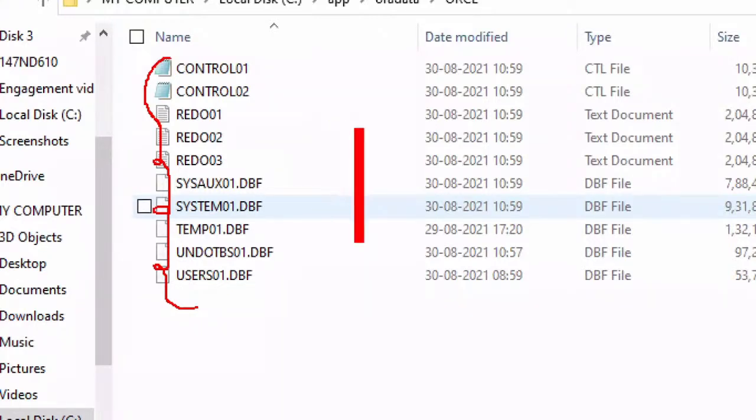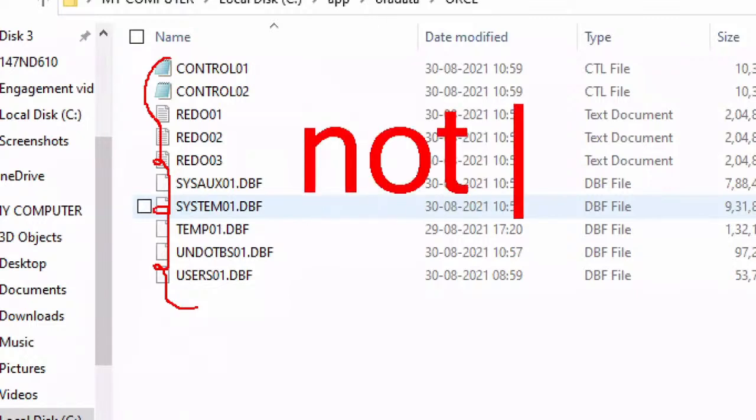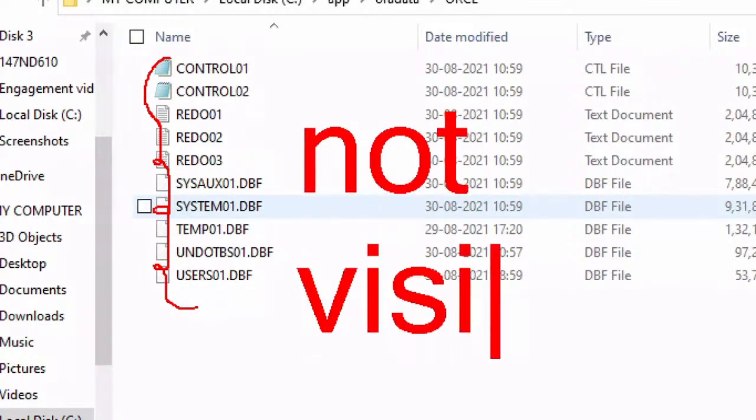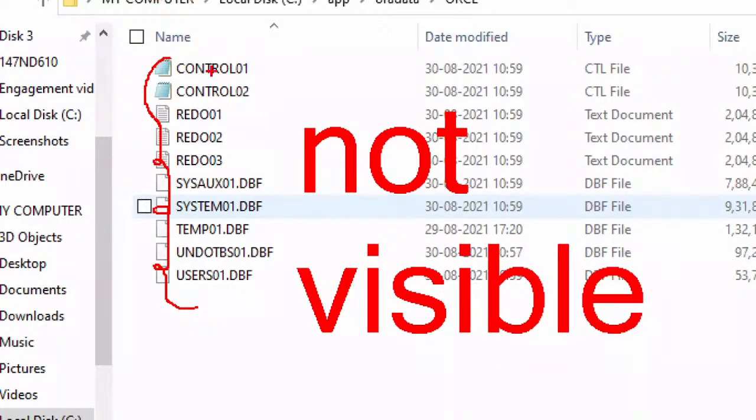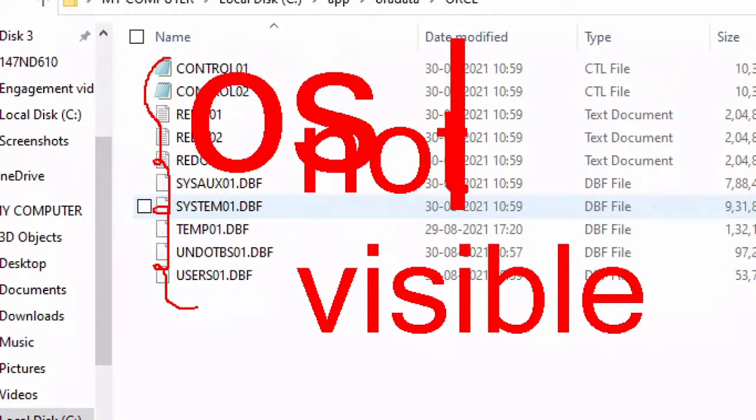Very good. Not visible. You are observing or not? This is not visible. That's why a structure which is not visible in the operating system, OS, is called a logical structure. Very, very important. Tables are not visible in the C drive, D drive like that. Views are not visible in the C drive, D drive, E drive. Indexes, functions, procedures are not visible. That is visible in a database, okay, I agree, but unfortunately that is not visible in the operating system.